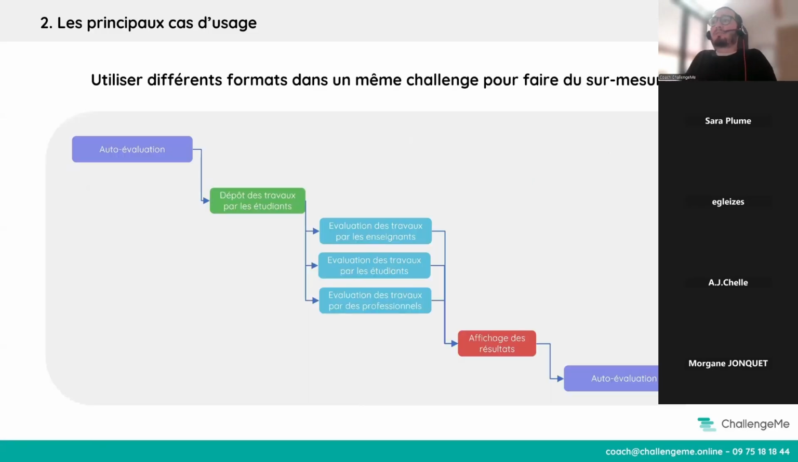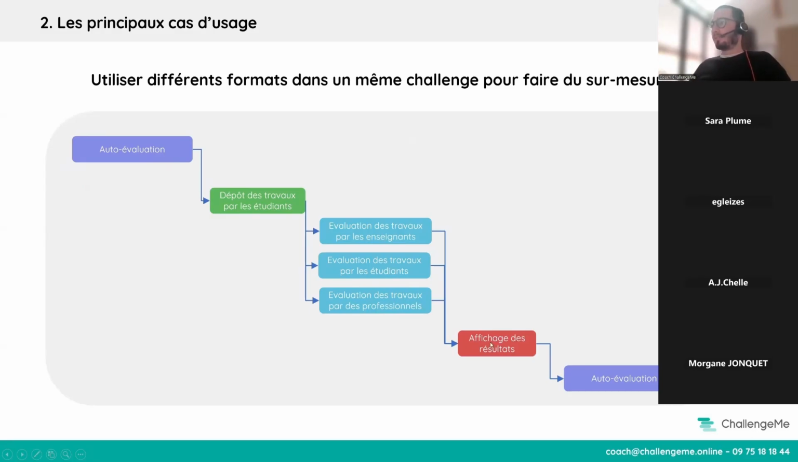Now, you can do more advanced uses if you need to address a specific scenario. You can really create something tailor-made by selecting the phases that interest you and building the learning path that way. So here, for example, we start with a self-assessment phase where we then ask the student to submit an assignment. And this assignment will be evaluated by teachers, students, and professionals. So it's a co-evaluation format.